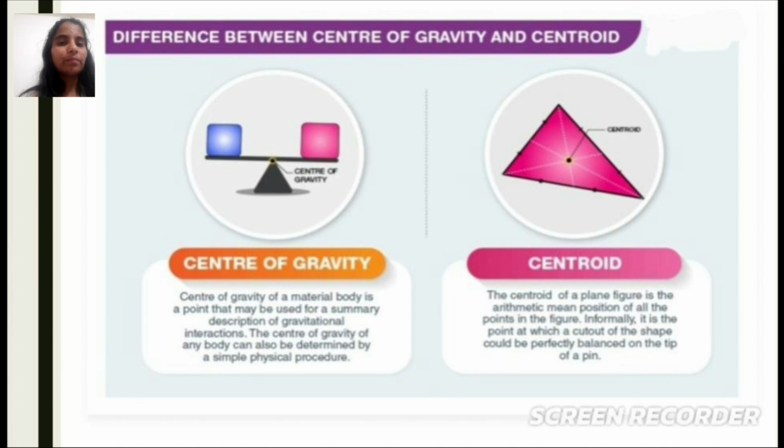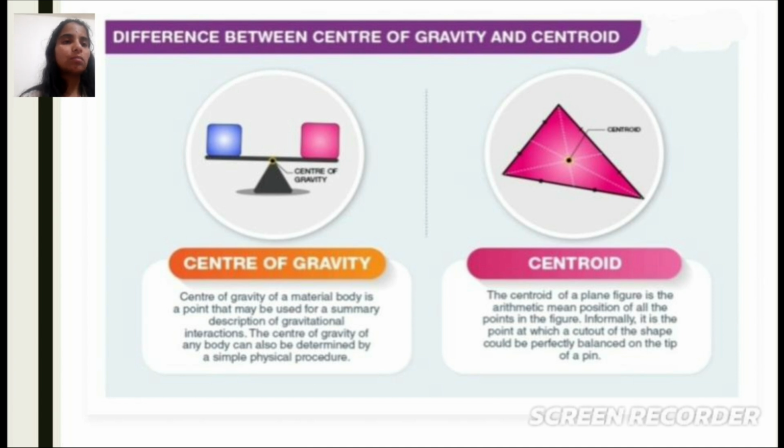Now, let us see the differences between center of gravity and the centroid. Center of gravity of a material body is a point that may be used for a summary description of gravitational interactions. The center of gravity of any body can also be determined by a simple procedure. Now the centroid. The centroid of a plane figure is the arithmetic mean position of all the points in the figure. Informally, it is the point at which a cutout of the shape could be perfectly balanced on the tip of a pin. I hope you all understood about the centroid.